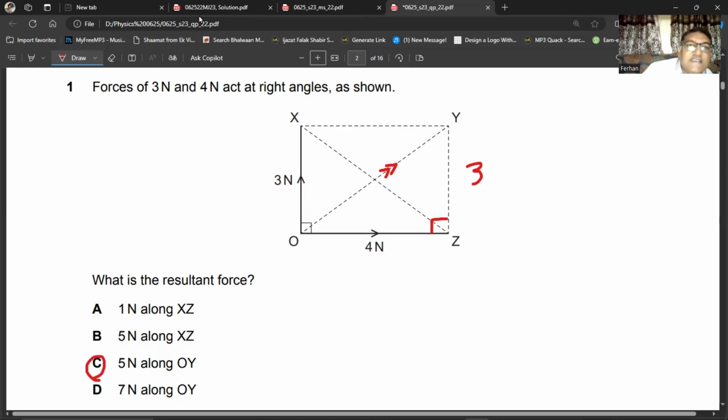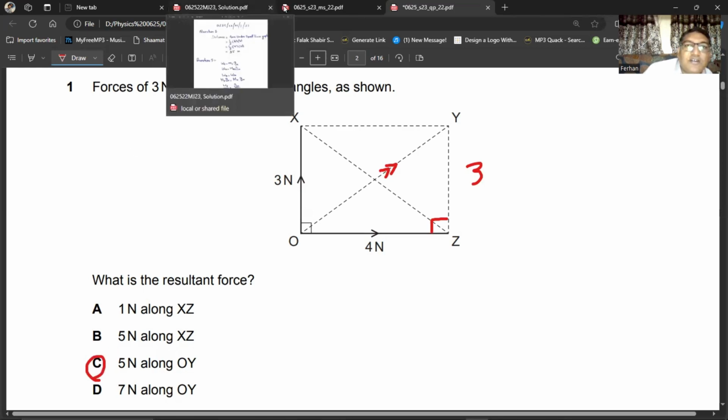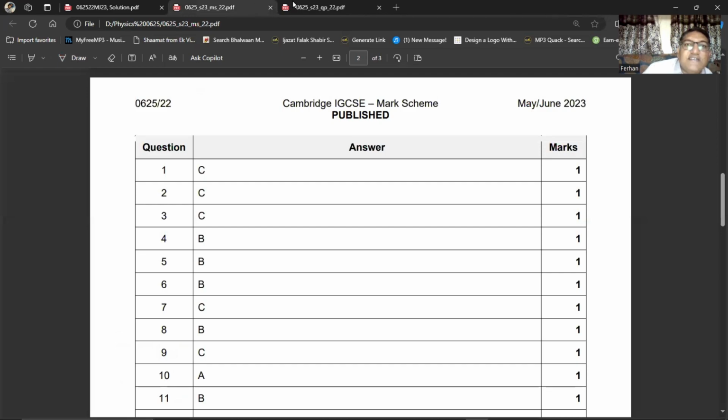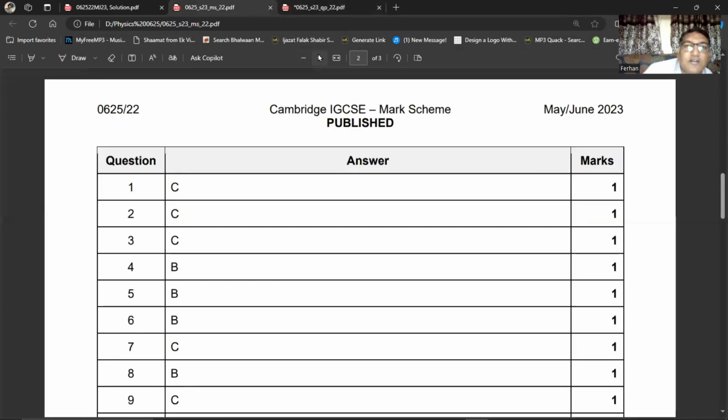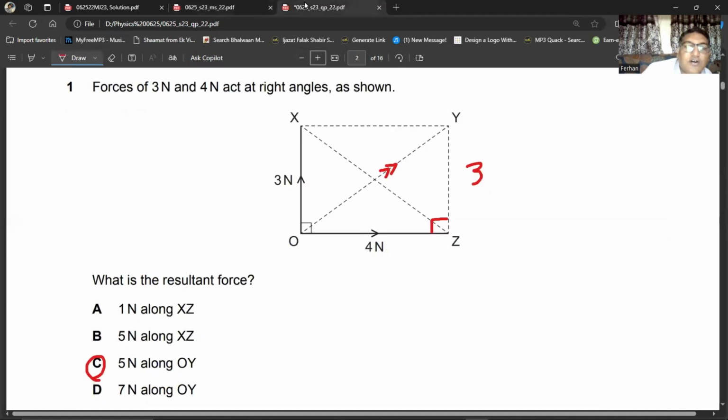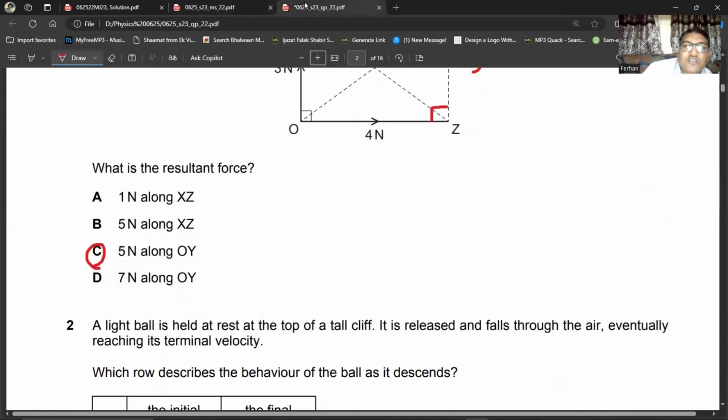So I think C is the right option, sir. Let's check the marking scheme. C is the right option. Okay, so let's move to the next question.